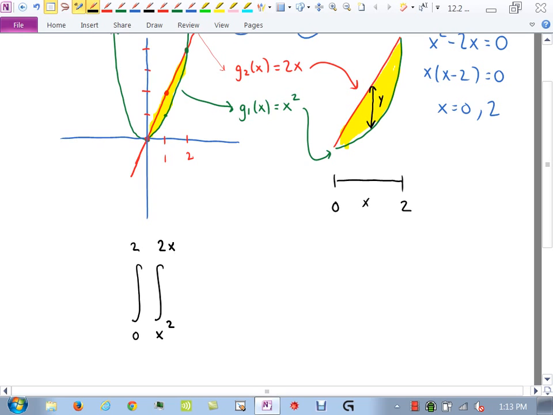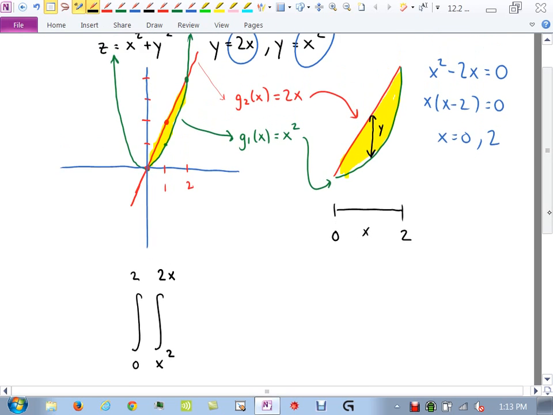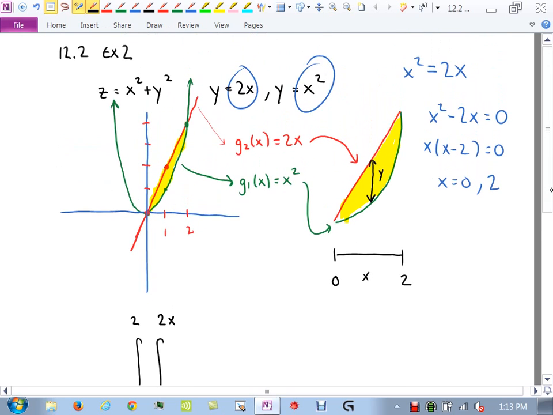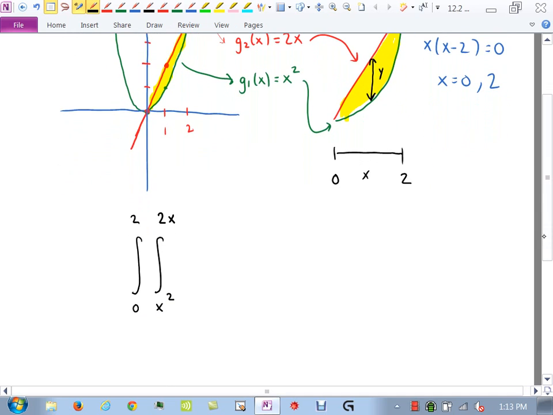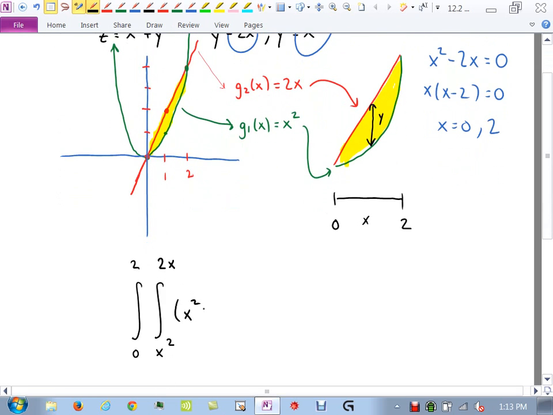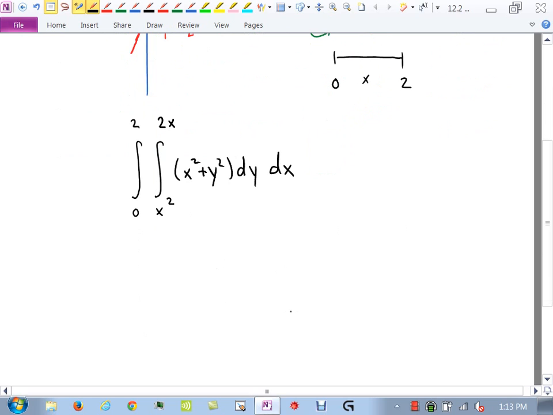Top one is 2x. And now what is the function inside here? x squared plus y squared. D what? dy dx. Okay, so remember that x squared plus y squared was the surface above this region, and the volume under that is going to be this integral, right? Okay, shall we integrate?